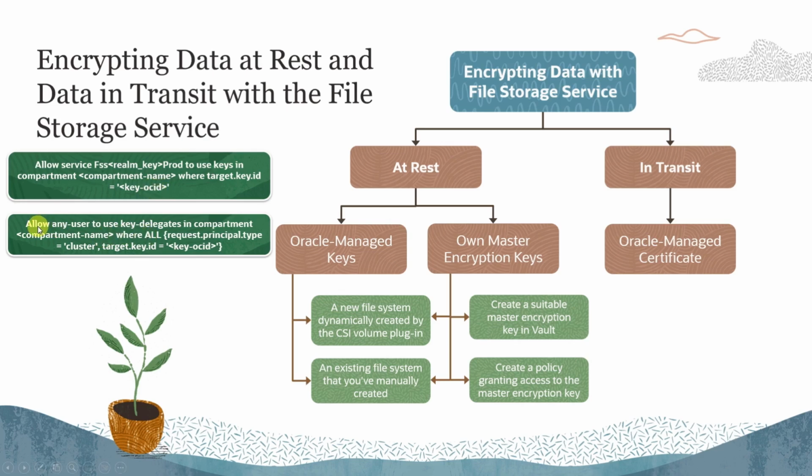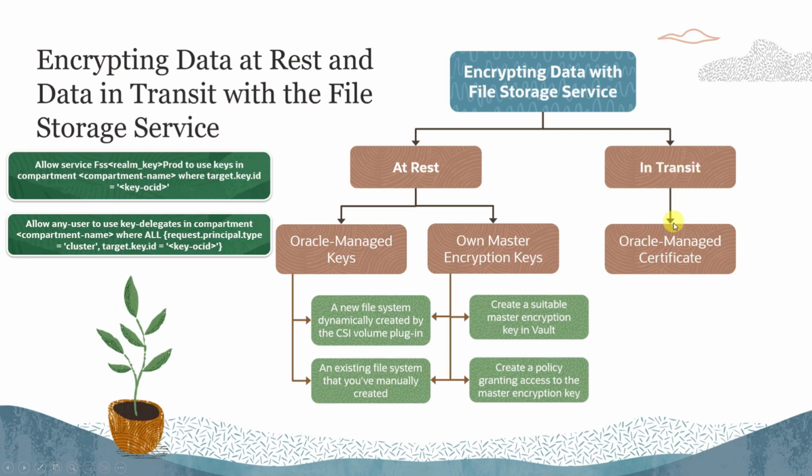Another policy that you must set up is to allow any user to use key delegates in compartment where you specify the compartment name, where all request.principal.type is set to cluster and the target.key.id is set to the OCID of your master encryption key. This allows your Kubernetes cluster to use key delegates within the compartment where your master encryption key is present within the OCI Vault. Additionally, the file storage service offers optional in-transit encryption.